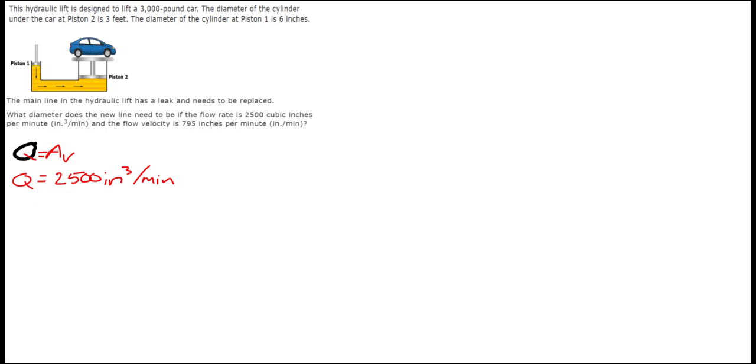And it says a flow velocity. So flow rate is a volume. It's how much of a liquid moves in a certain amount of time, whereas the velocity, which is V, is how fast, so how far it moves per unit of time. So in this case, it's telling us 795 inches per minute. So we have 2,500 cubic inches per minute.